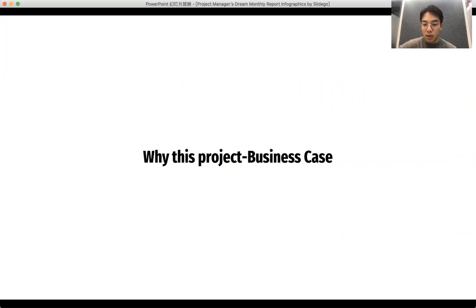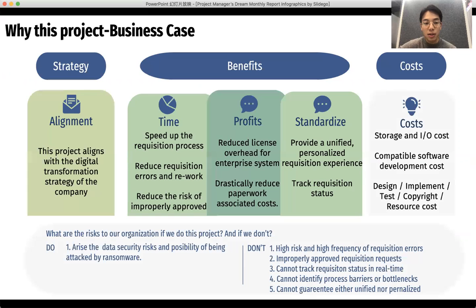Why this project business case? There are three types of answer to explain this. The first one is strategy. This project aligns with the digital transformation strategy of the company. And the next one is benefits. There are three types of benefits that explain why this project business case.